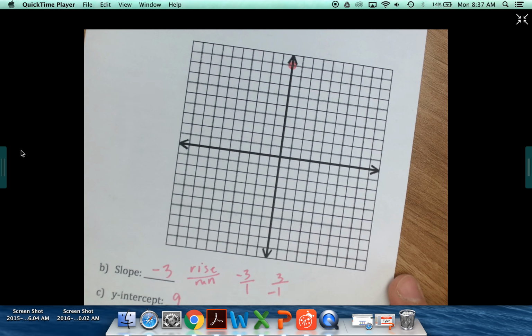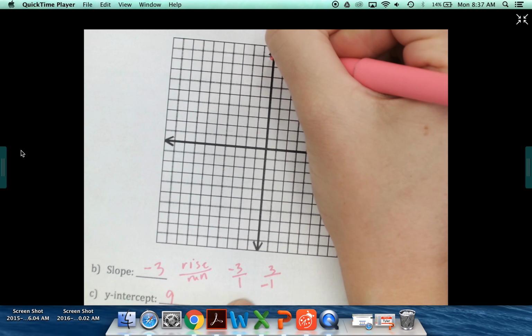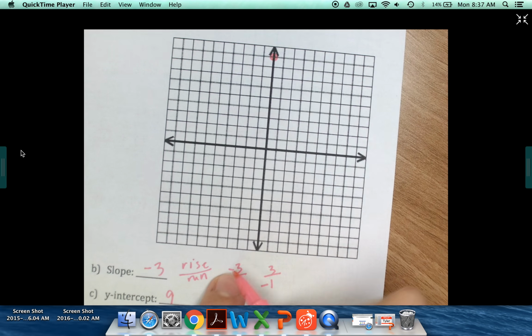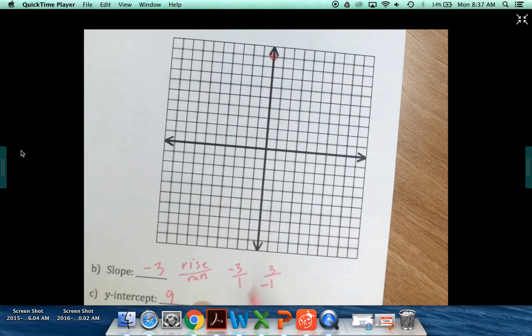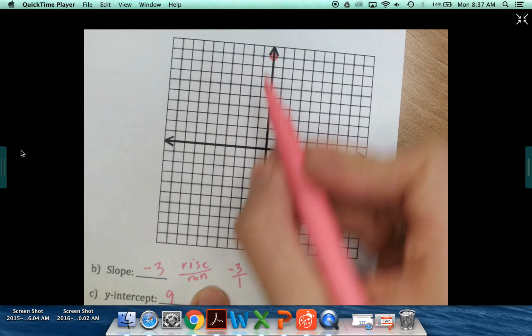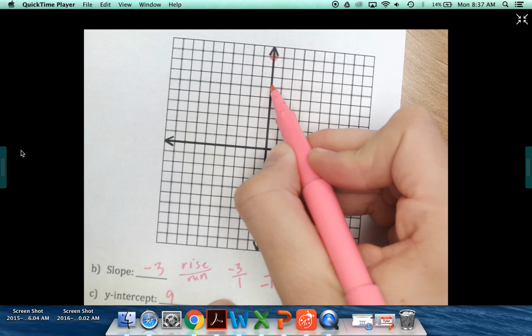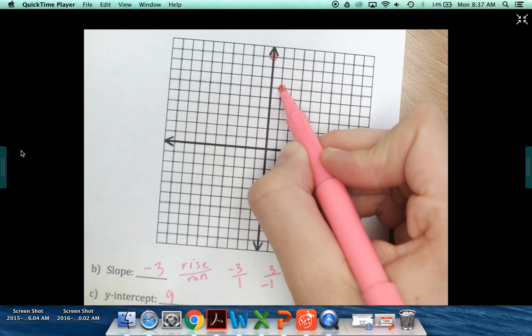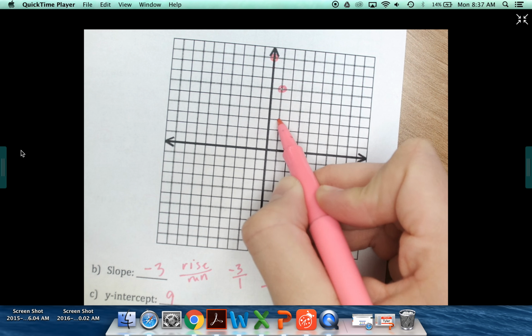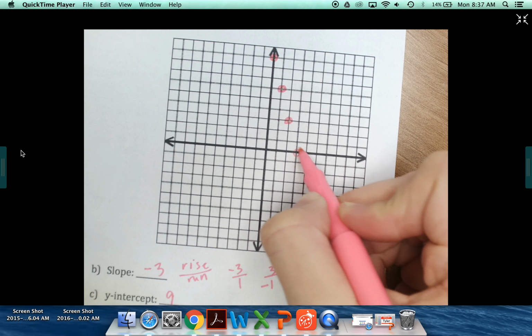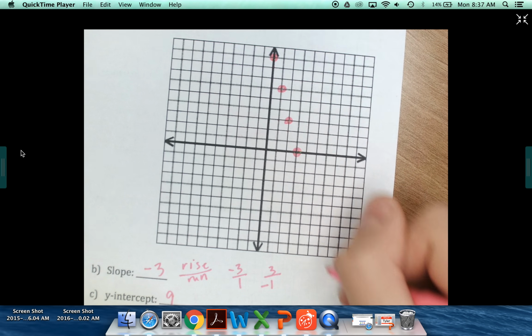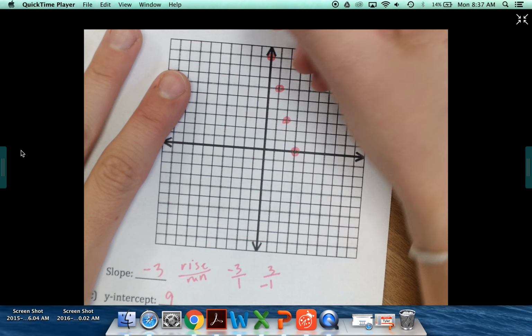Now I go to graph this. Start up here at 9. My rise is -3, so I'm going to go down 3: 1, 2, 3. A run is positive, so to the right 1. Down 1, 2, 3, right 1. Down 1, 2, 3, right 1. I could keep going down forever, but I'm going to go ahead and stop.